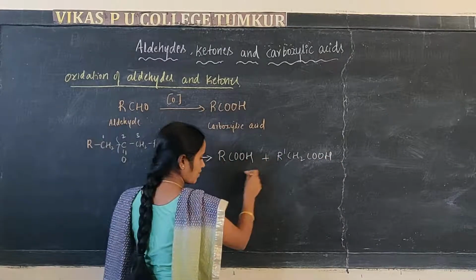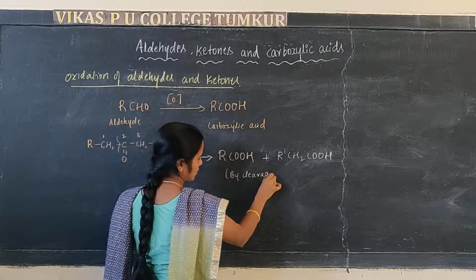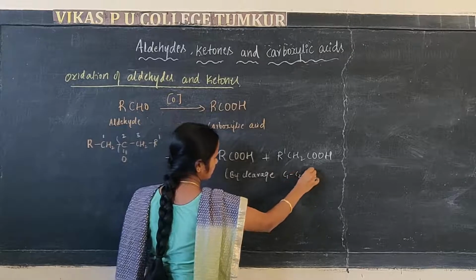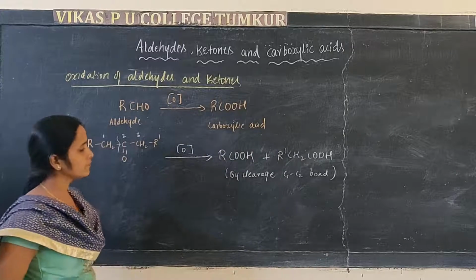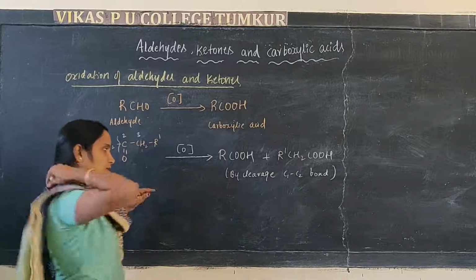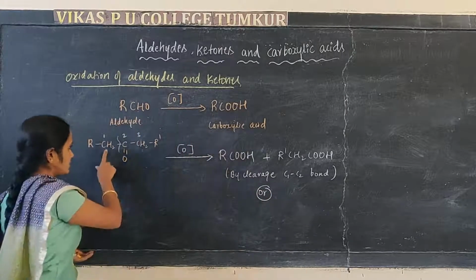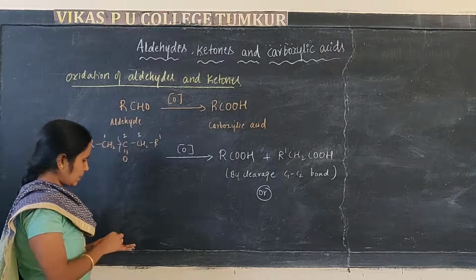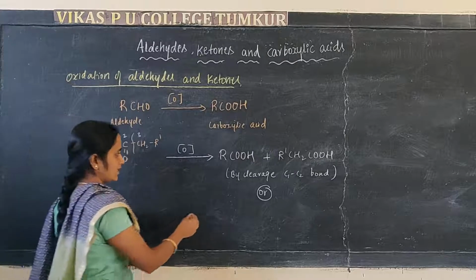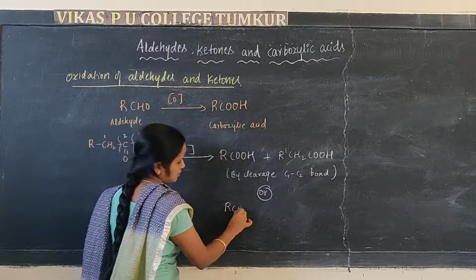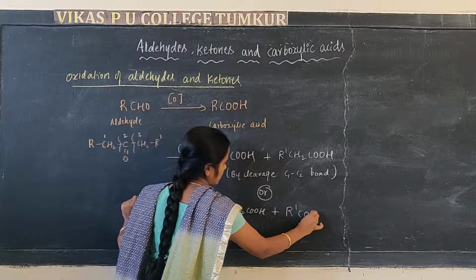These are formed by cleavage of the C1-C2 bond between carbon 1 and 2. One more possibility is there: either the cleavage of the bond between carbon 1 and 2 takes place, or the cleavage of carbon 2 and 3. We are going to get RCH2COOH plus R'COOH.